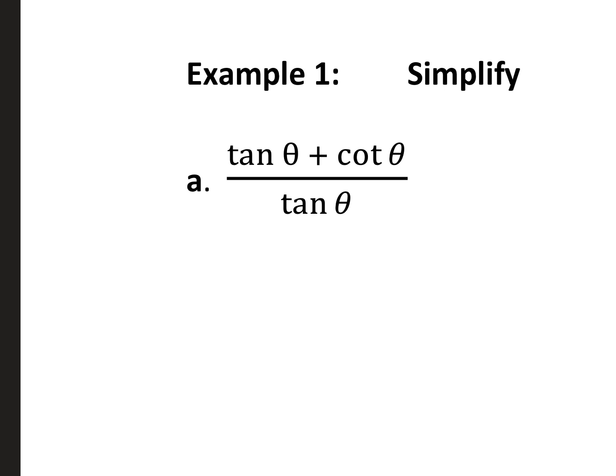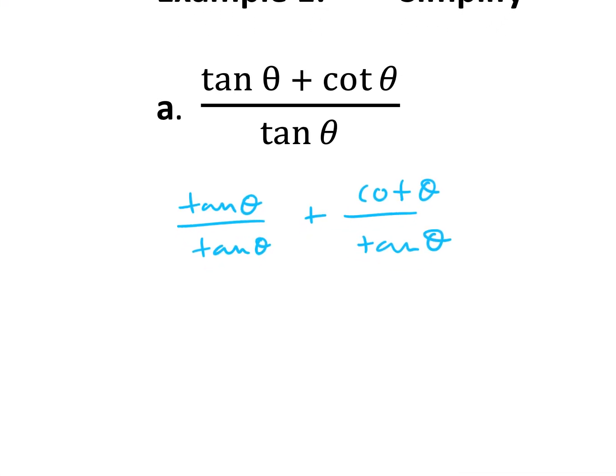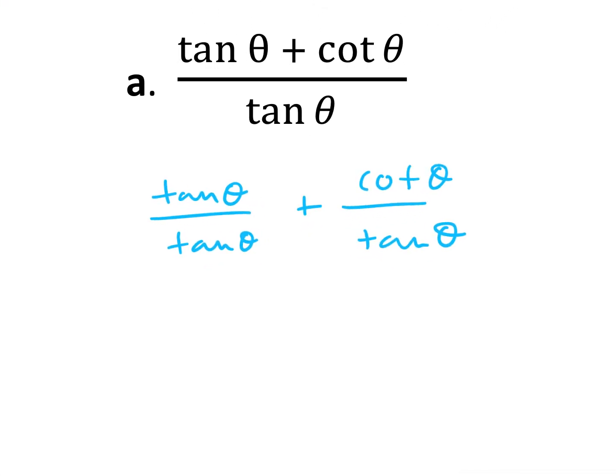I could split it up into two different fractions. So I could say tangent of theta over tangent plus cotangent theta over tangent. I could split it up like that. So the denominator would have to go with both of them. Well, let's see where this gets us and see if we can simplify from here. What's tangent over tangent? 1. Let's see if I can simplify cotangent over tangent.